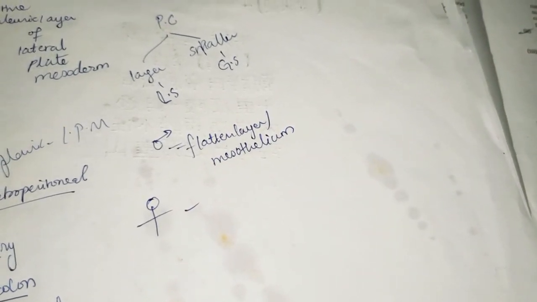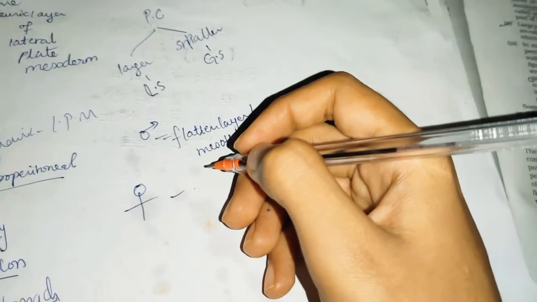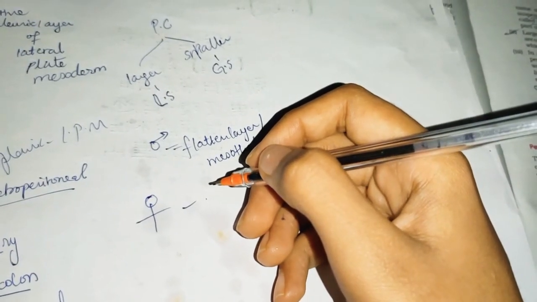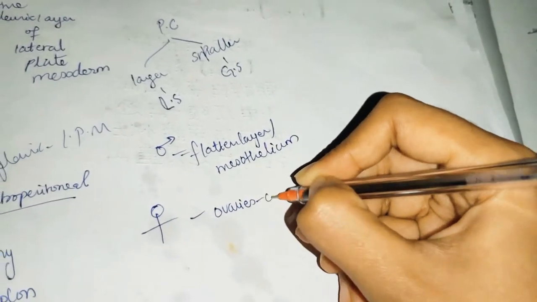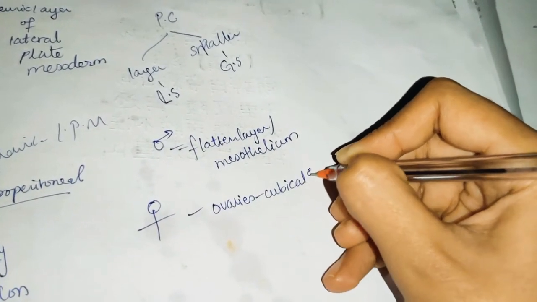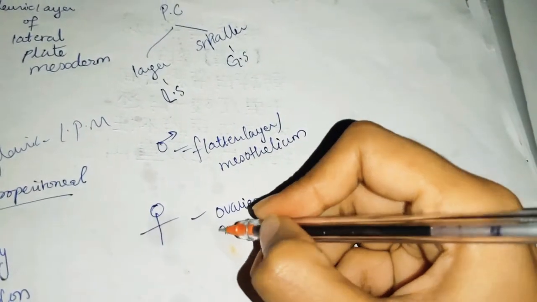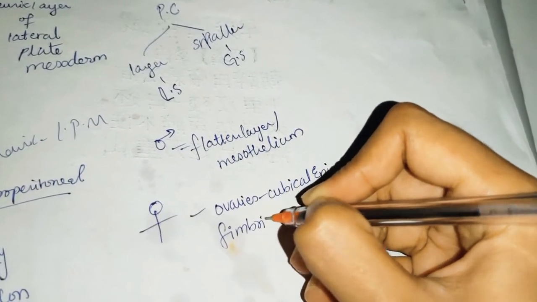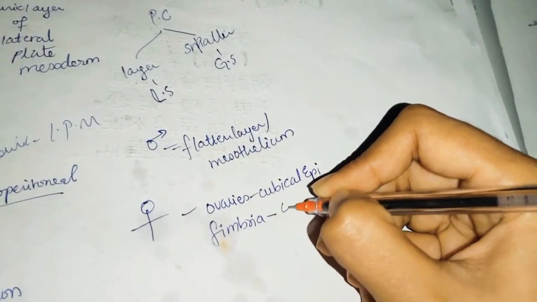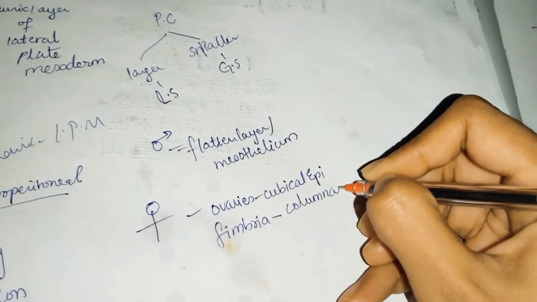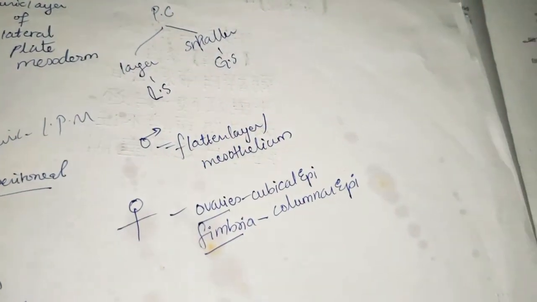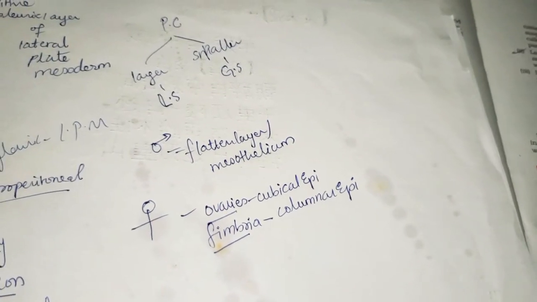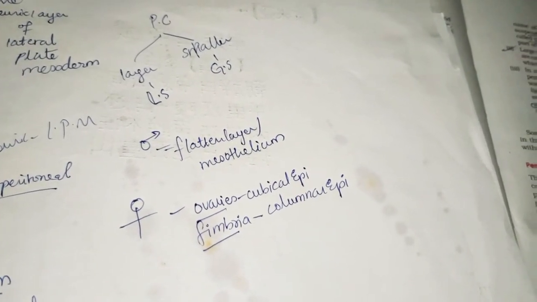In the female, the peritoneal cavity communicates with the exterior by means of the uterine tubes. The peritoneum covering the ovaries is cubical epithelium, and the peritoneum covering the fimbriae, the finger-like projections around the ovaries, right, is lined by columnar epithelium. So in female, it changes according to the place, but in the male, it is just a flattened epithelium, also called mesothelium.